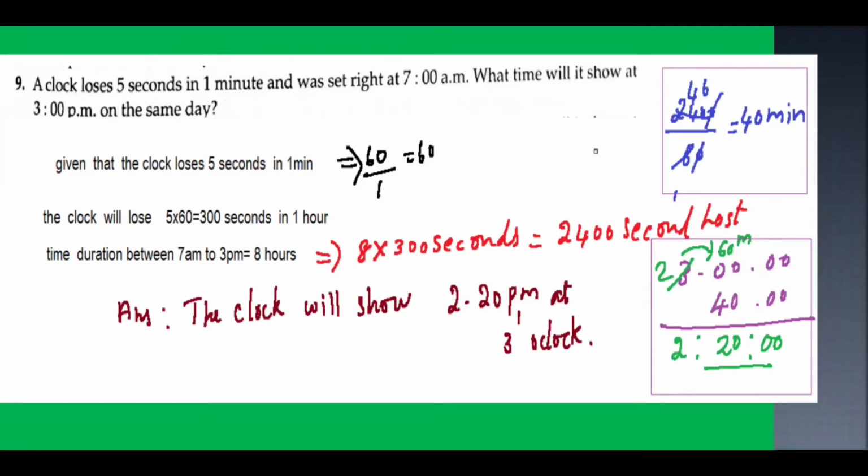So when we convert this 2400 into minutes, we would get 40 minutes. So when we subtract this from the 3 p.m., we will get 2:20 p.m. So finally the clock will show 2:20 p.m. at 3 o'clock.